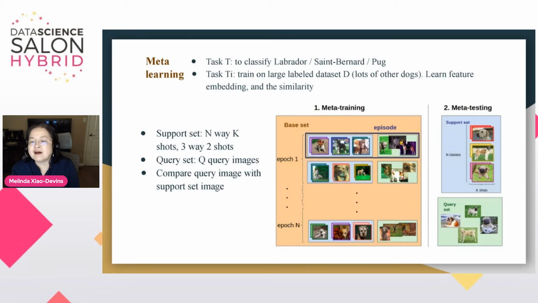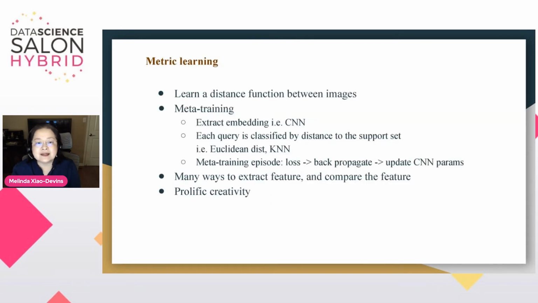So that's on the top level. It's a very brief introduction about few-shot learning. Few-shot learning is an area in meta-learning. So we're going to look at some of the more detail.